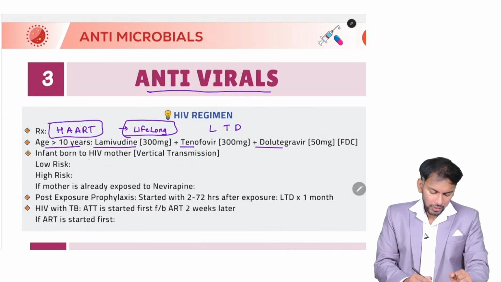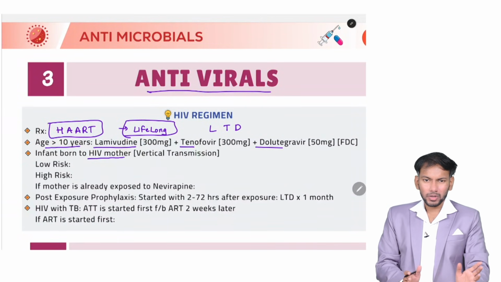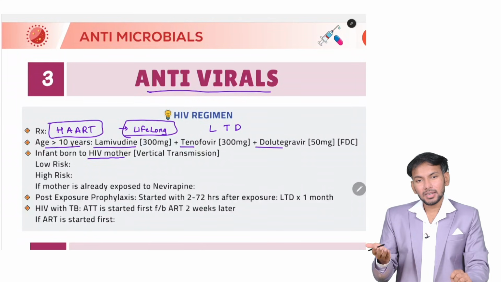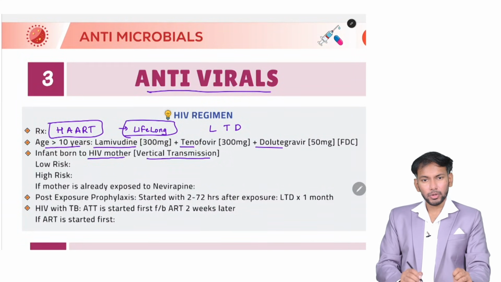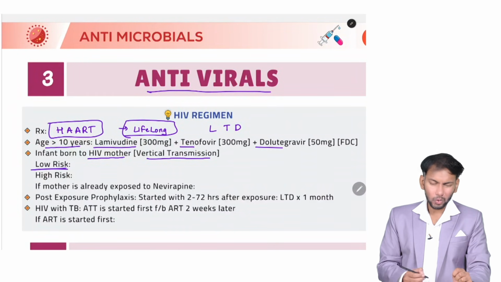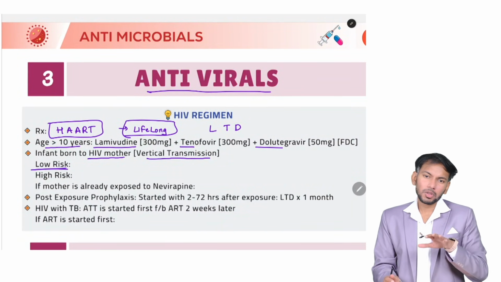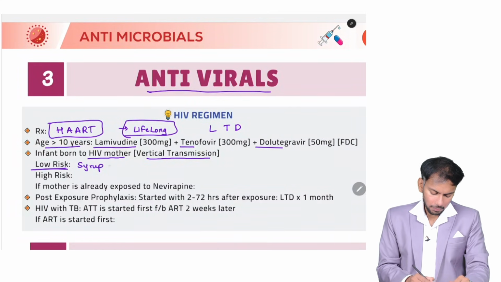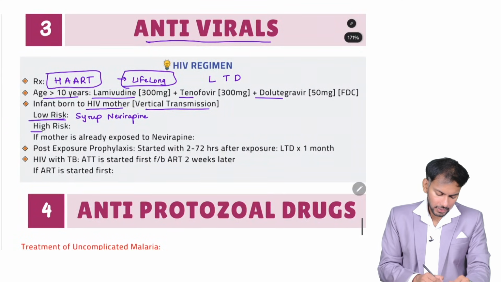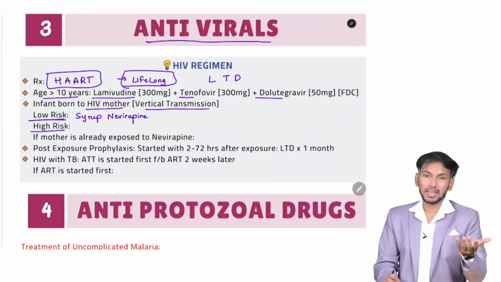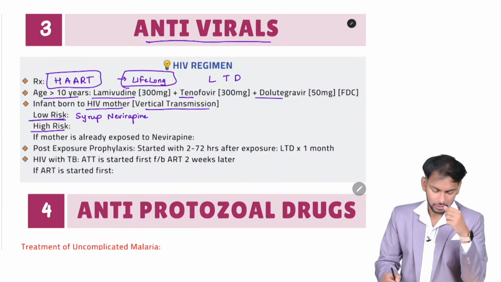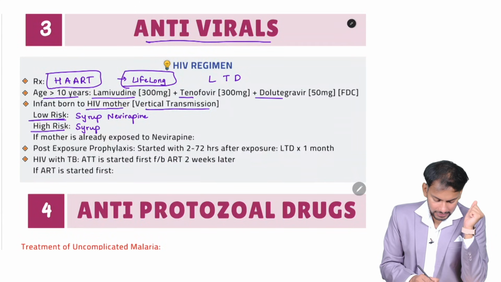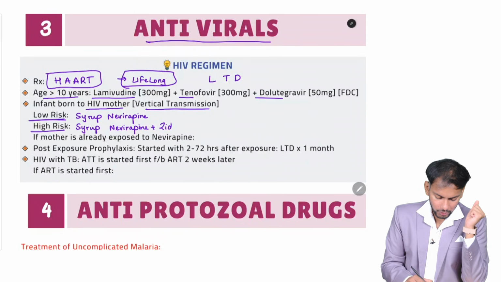Now, if an infant is born to an HIV mother, to prevent perinatal transmission or vertical transmission, what drugs will you give? If a baby is at low risk, meaning the mother is already taking ART, so the baby is at low risk of getting HIV, then in this baby you will give syrup nevirapine. Now, if the baby is at high risk, that means the mother is not using any ART, so the baby is at high risk of getting HIV. In this patient, you will use syrup nevirapine along with zidovudine. You have to give zidovudine as well.